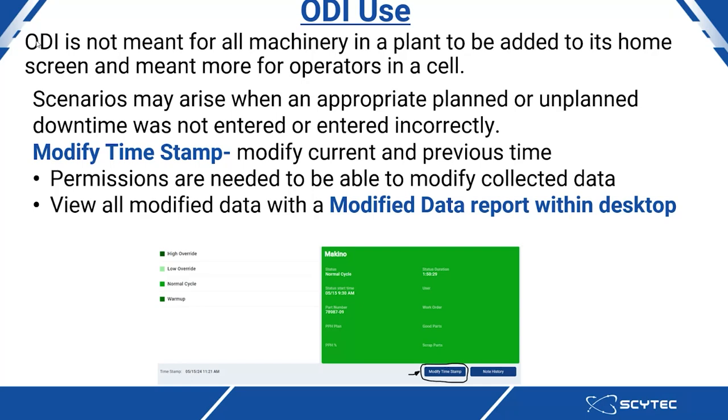Now, some of the other ODI usage that we advocate for here at Scytec is to have the best OEE information available. You can get that via the modify timestamp for a status that could be entered incorrectly or not at all, where you can click that modify timestamp and retroactively change a reported machine status so that your OEE information is correctly reported. Permissions are also needed to be able to modify the collected data. That is something I discussed last month with some of the managerial usage and features for Scytec DataXchange.